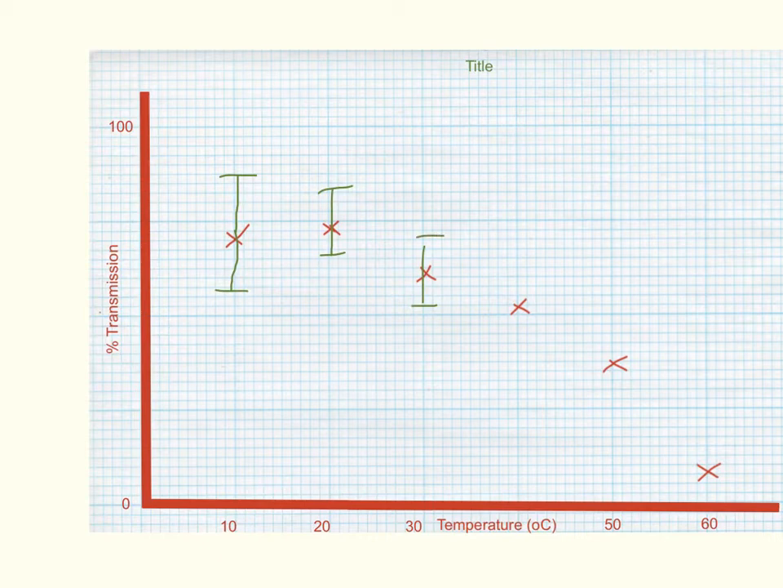This is not the exact data. I'm not looking back at the table. I'm just showing you what your graph would maybe look like once you've drawn some standard deviations. And that gives us the mean result and also an idea of the spread of the data.